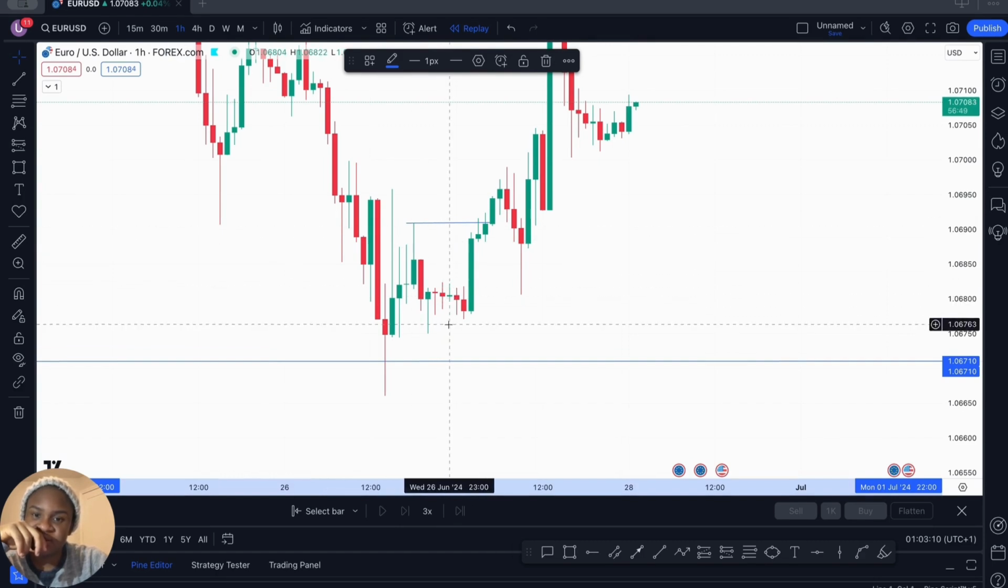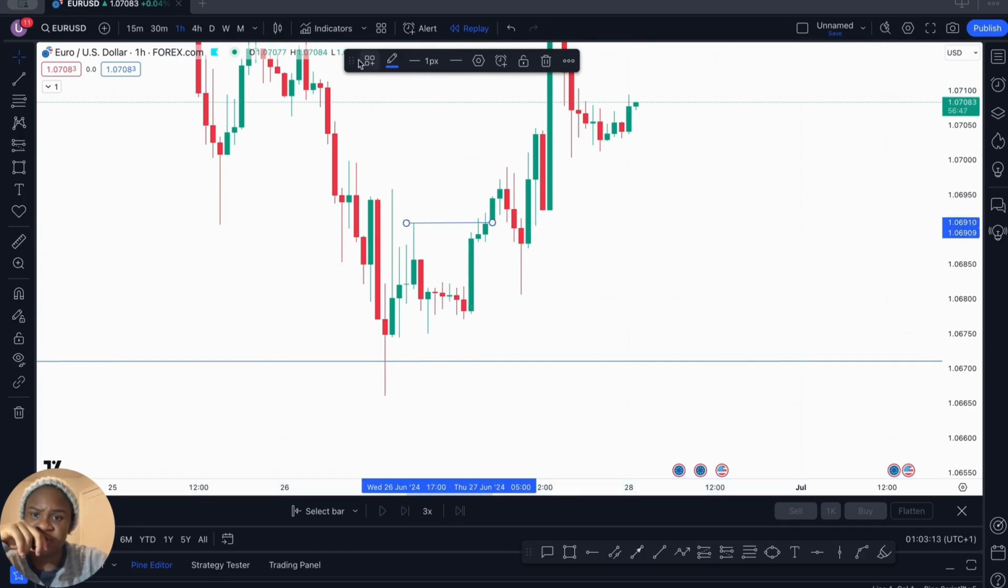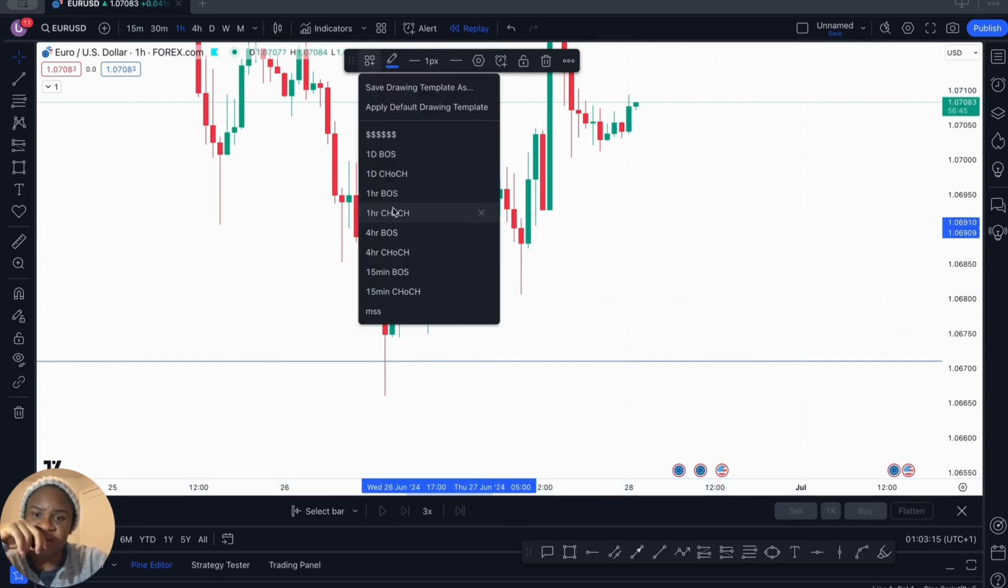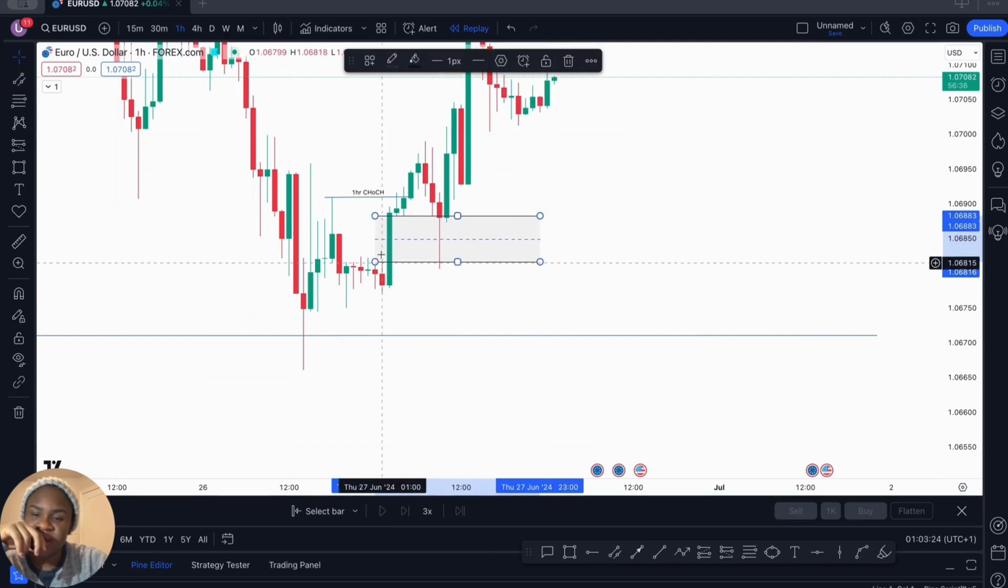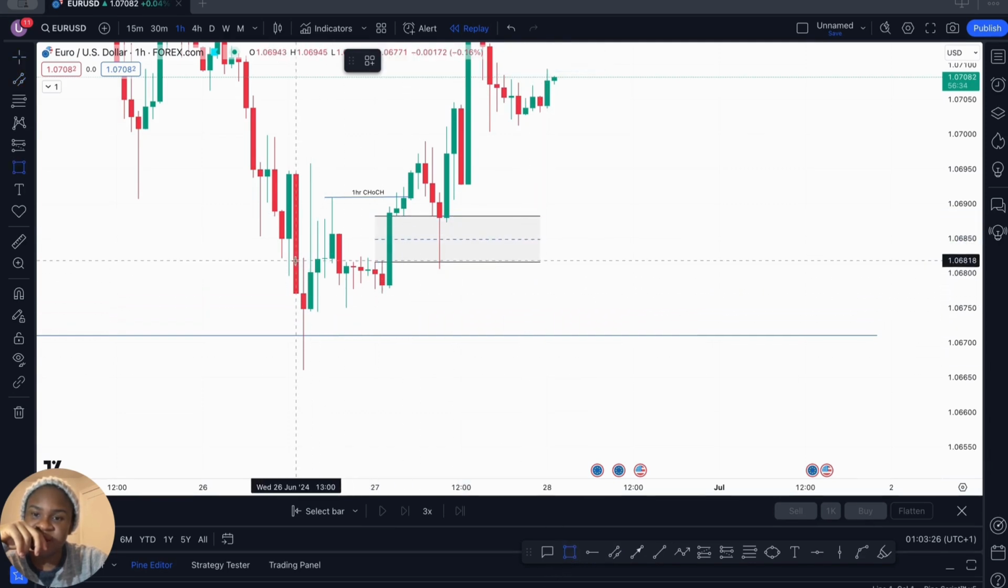There was a shift here, so I was so confident in the trade. I was like, okay, since a shift has happened, I started looking for my institutional reference points. I found my fair value gap here. And what did I find again? I found my order block here.